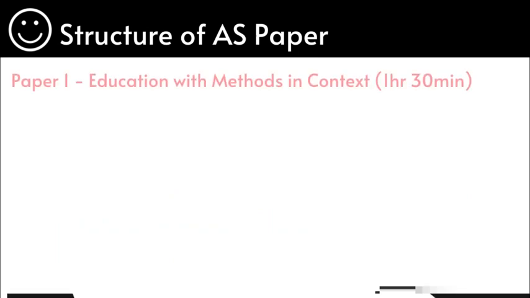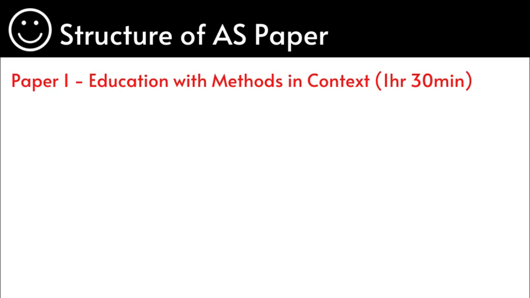And if you do not want to look at the AS, just skip through the video and you will get your A-level content there. So the structure of the AS paper: Paper 1 is education with methods and context, which is 1 hour and 30 minutes. The first question is define. It's worth 2 marks. You can't just state, because state is writing one thing. You have to explain it, just briefly.